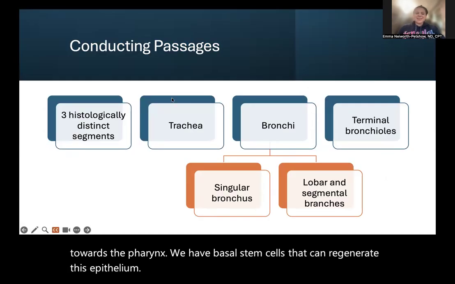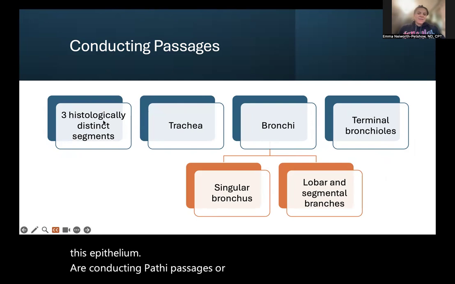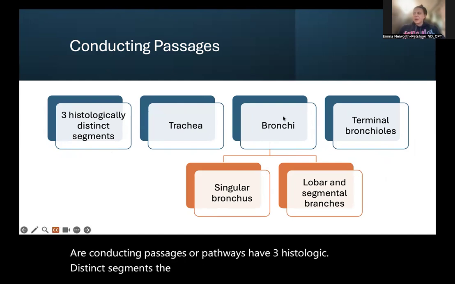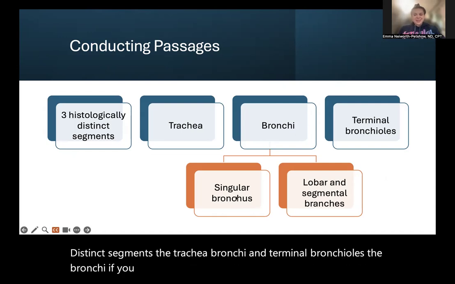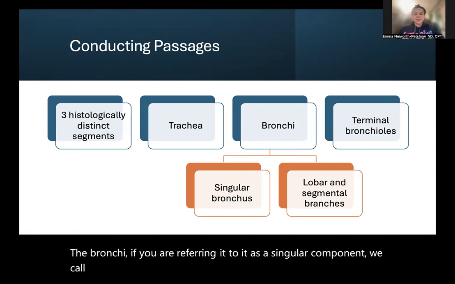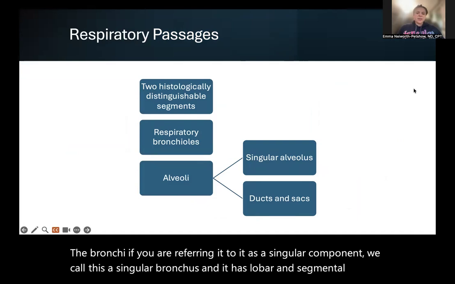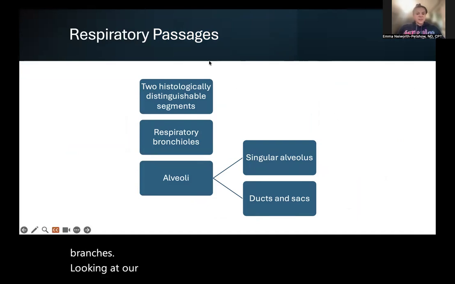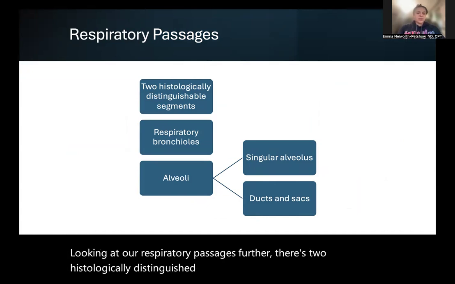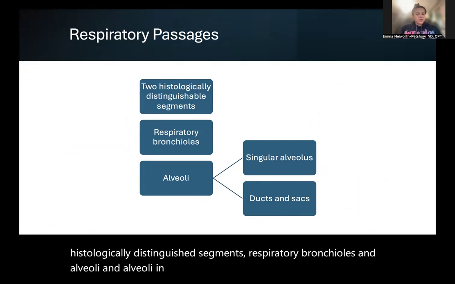Our conducting passages or pathways have three histologically distinct segments: the trachea, bronchi, and terminal bronchioles. The bronchi, if you are referring to it as a singular component, we call this a singular bronchus, and it has lobar and segmental branches. Looking at our respiratory passages further, there are two histologically distinguished segments, respiratory bronchioles and alveoli. And alveoli in singular terms is an alveolus, and it contains ducts and sacs.